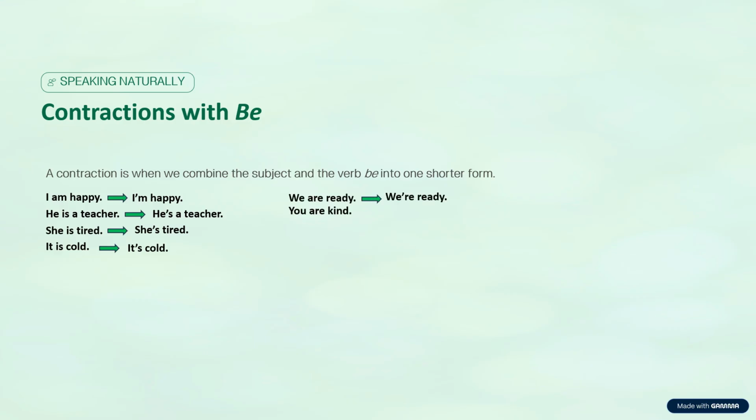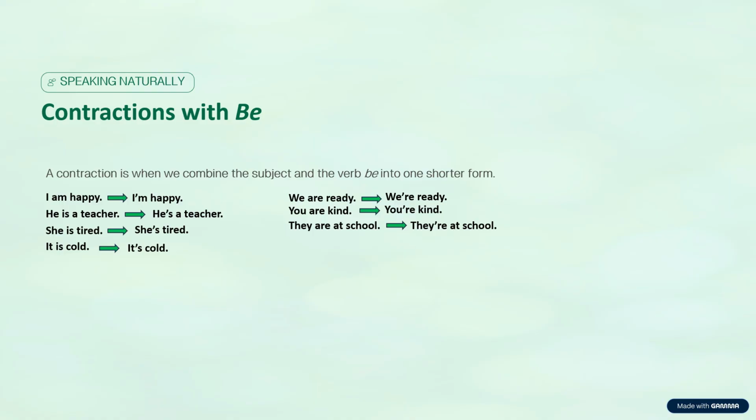You are kind becomes you're kind. And they are at school becomes they're at school. Using contractions doesn't change the meaning of the sentence. It just makes it sound smoother and more natural in conversation. Contractions are very common in everyday English, so it's important to practice them and get used to hearing and using them.